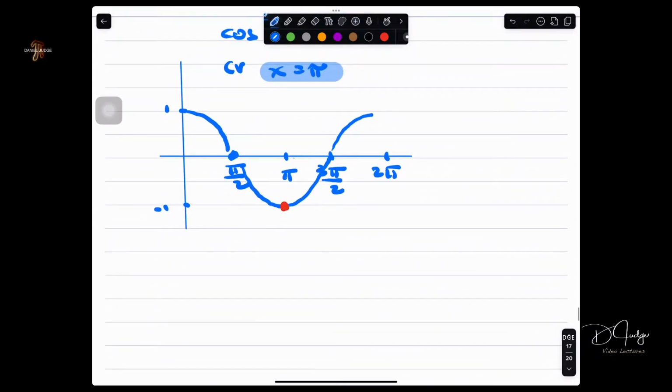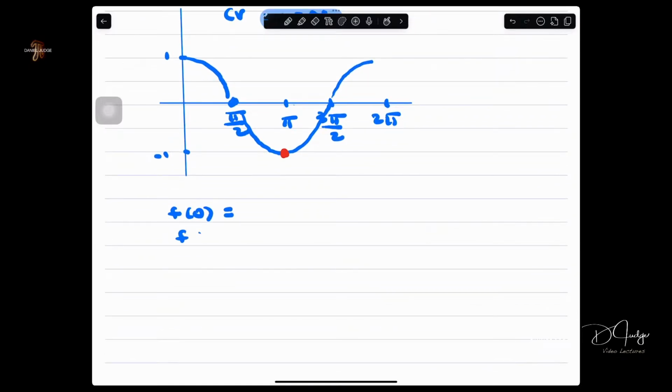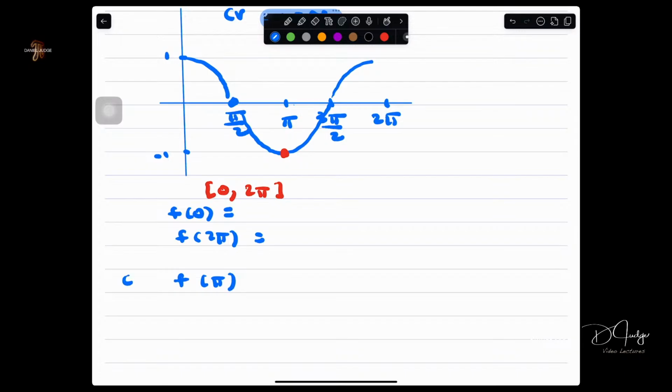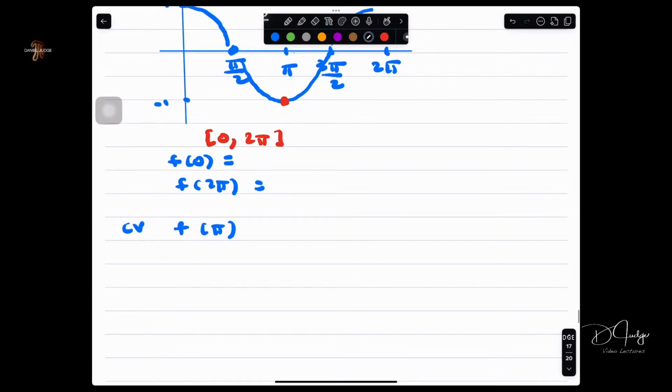Now, the closed interval method requires us to evaluate the function at each endpoint. So we need f of 0, and we need f of 2 pi. These are the endpoints, right? The interval goes from 0 to 2 pi. And we're going to need the value of the function at the critical value, f of pi.